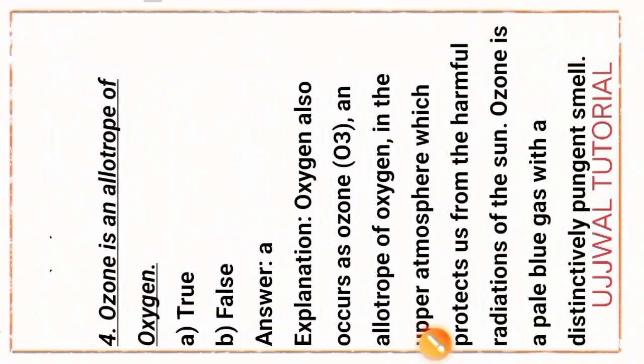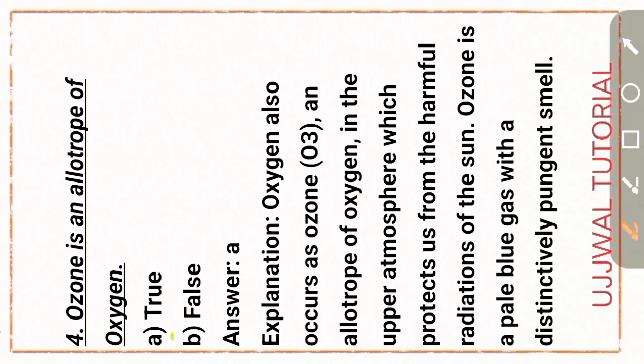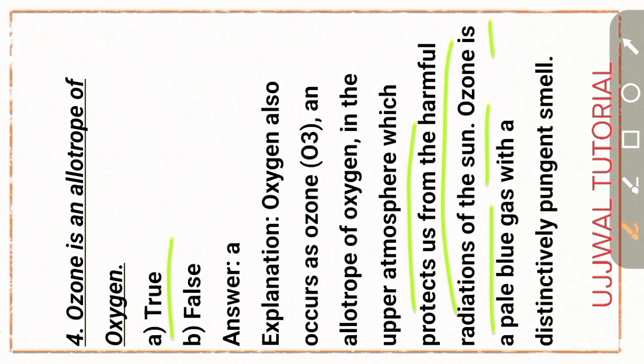Next question, question number 4. Ozone is an allotrope of oxygen. Yes, this statement is true. To explain this part, oxygen also occurs as ozone, an allotrope of oxygen, in the upper atmosphere, which protects us from the harmful radiation of the sun. Ozone is a pale blue gas with a distinctively pungent smell.